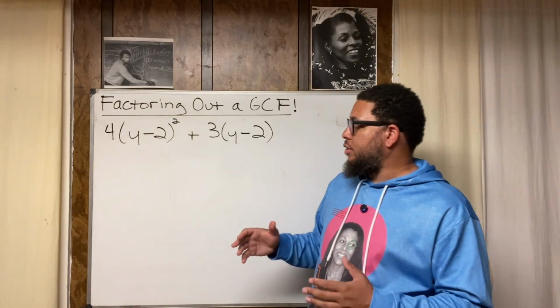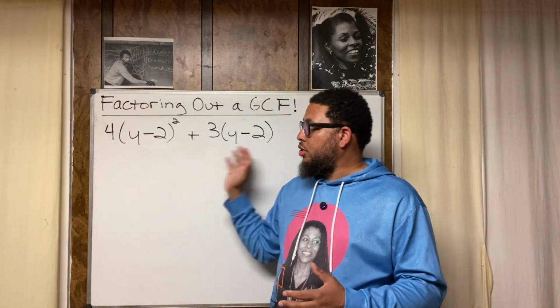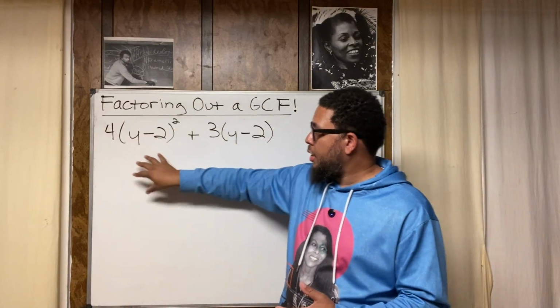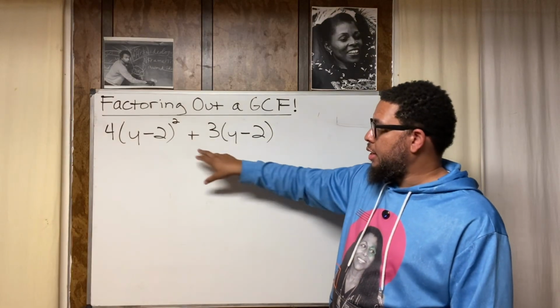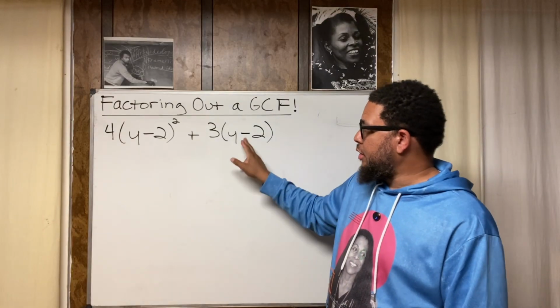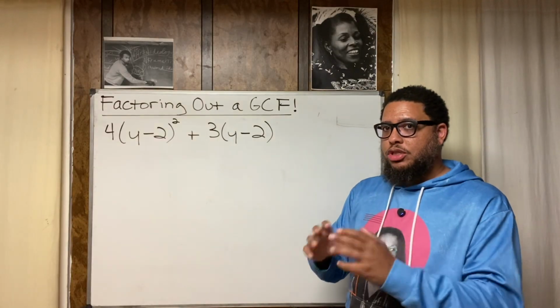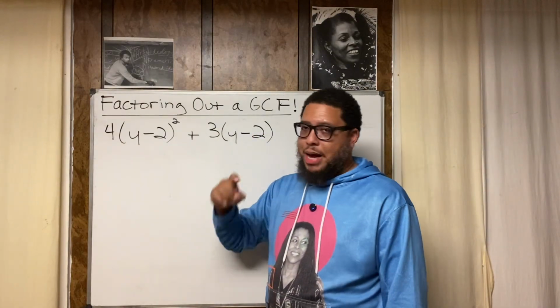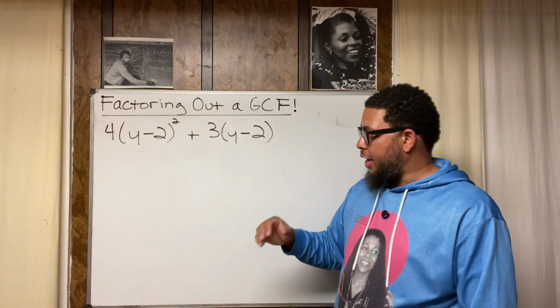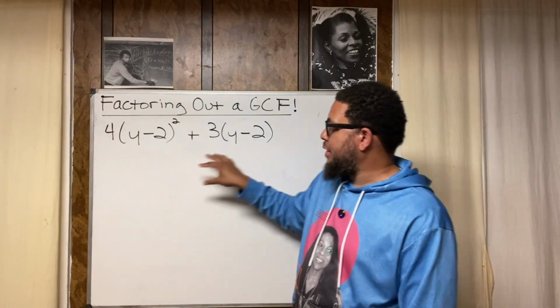So you got to look at each term. Now this is a binomial, this whole expression, because this is one term and this is another term, separated by the plus sign. The minus sign and the minus sign inside the parentheses aren't really relevant to determining whether this is a binomial, trinomial, or what have you. So this is one term, this is another term.